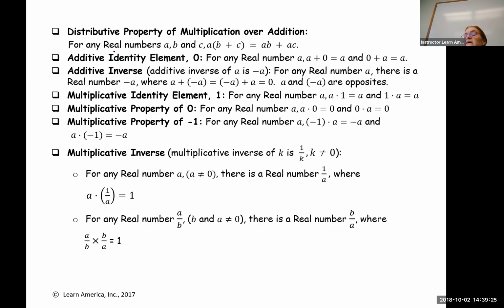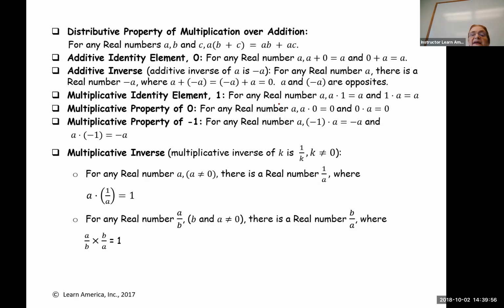Real numbers exhibit a distributive property of multiplication over addition. So for any real numbers A, B, and C, A times the sum of B and C is the same as A times B plus A times C. There is an additive identity element 0, as there was for the rationals. For any real number A, A plus 0 is A, and 0 plus A is A. Every real number has an additive inverse. The additive inverse of A is negative A, or the opposite of A.